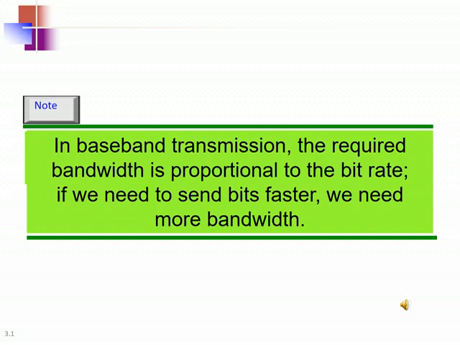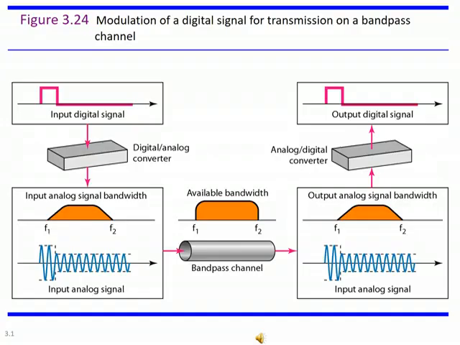So in the data system, you see the modulation of the digital system for transmission on the bandpass channel. Bandpass channel means that we connect the computer. The computer is only digital. All the signals in the computers are digital. But if the transmission line needs an analog signal, then all the digital signals from the computer need to be converted to analog signals.